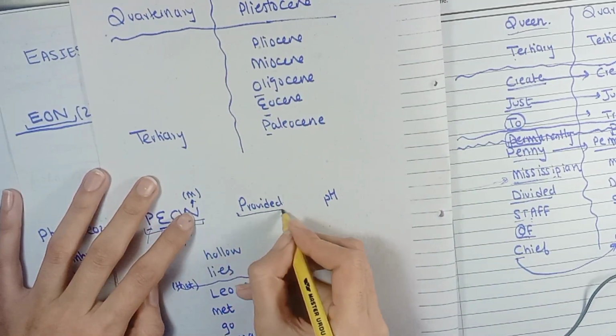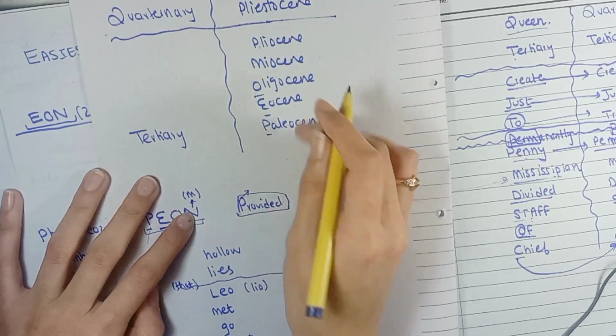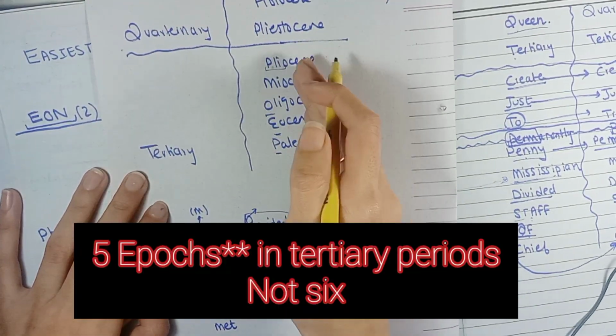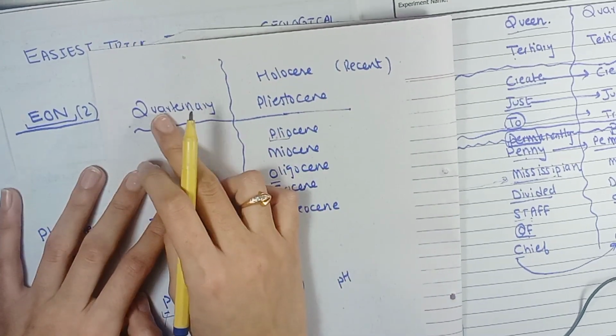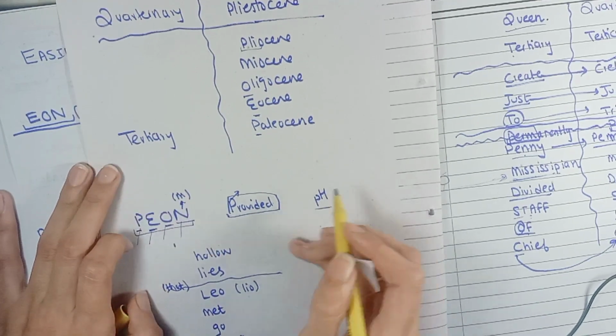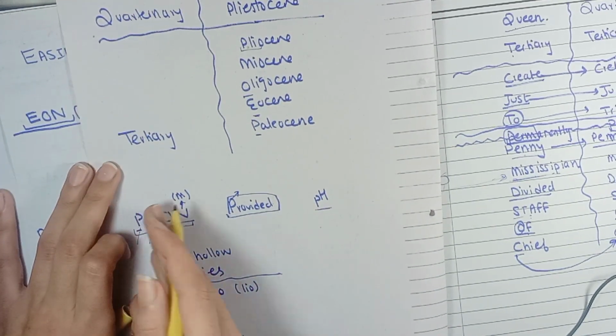Then we have the word provided. The P for provided is Pliocene. So we have completed our 6 epochs here. Now 2 are left, which will be from the quaternary period. So these 2 are pH. So what is the PEON doing? The PEON has provided pH.